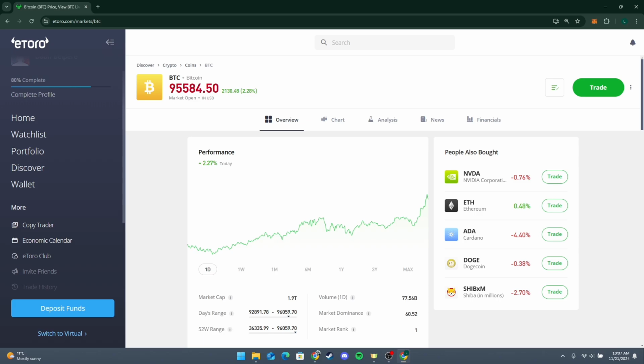Look for the take profit field on the trade window. Enter the price level at which you want to take profit. This is the price where your position will automatically close to secure your profit.